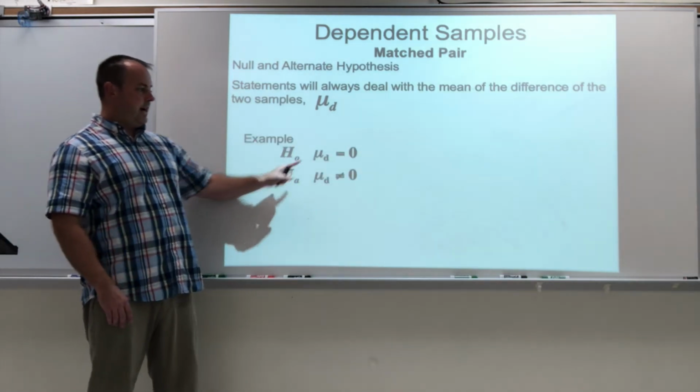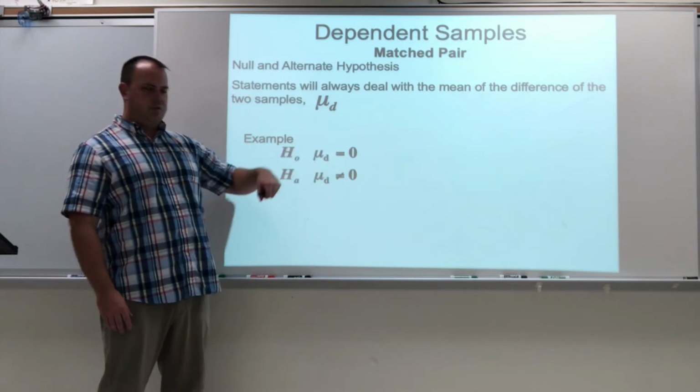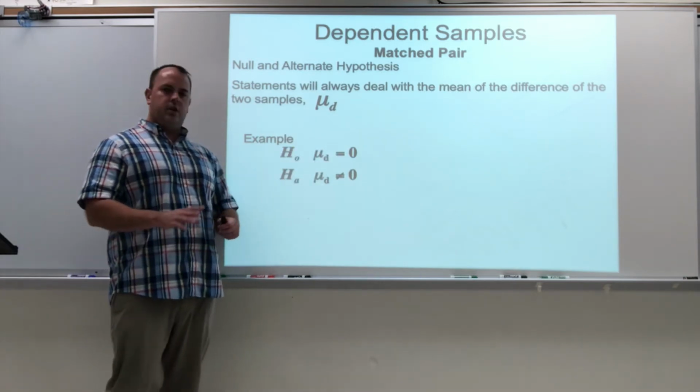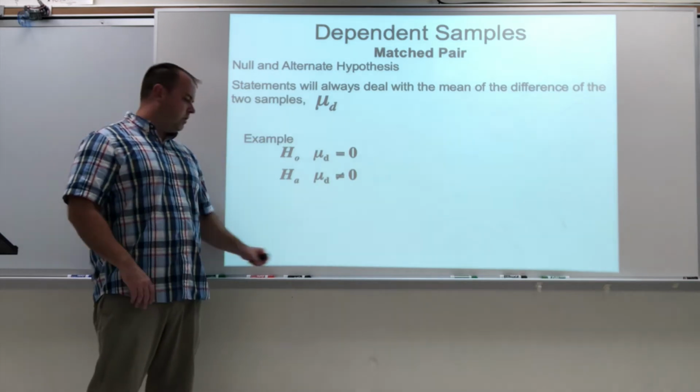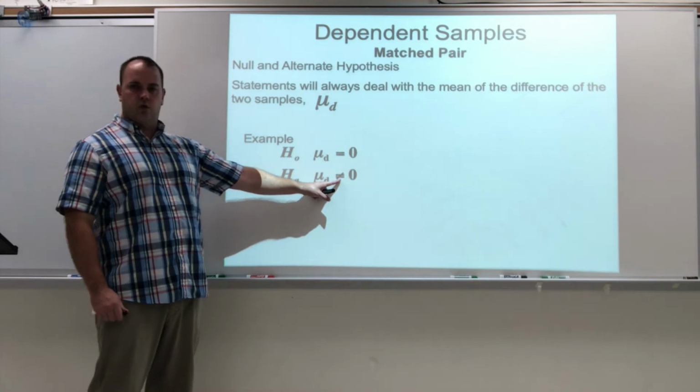So one way to write it out, the null still always has the equal sign to it, is mu d equals 0. And if you think about when I show you the other way to write it, we're going to see the algebra to work through it. The alternative is still not equal to, less than, or greater than.